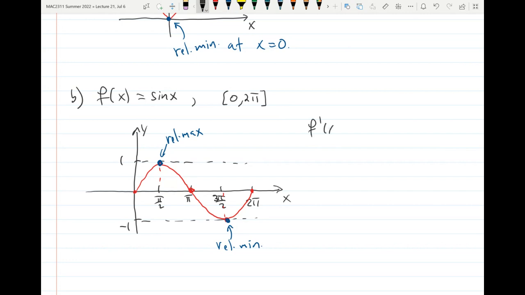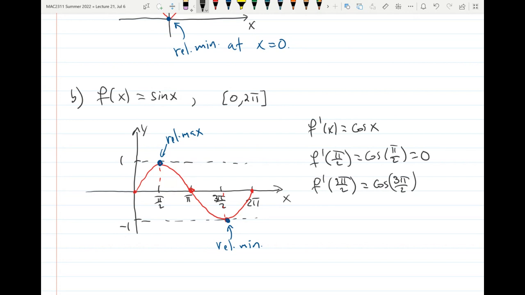So now let's find the derivative. What's the derivative of the function? What's f prime? Cosine. f prime is cosine. So let's do f prime of pi over 2. That's cosine of pi over 2. What's cosine of pi over 2? 0. And f prime of 3 pi over 2 would be cosine of 3 pi over 2. What is this? 0, right? So that's what we were saying before, okay?